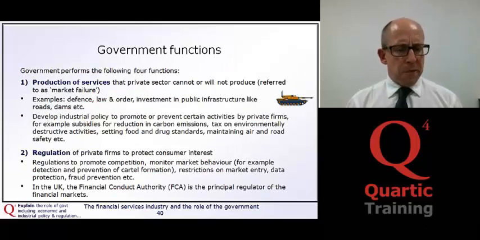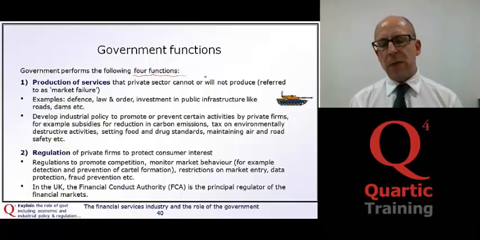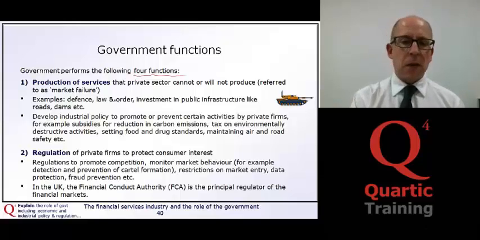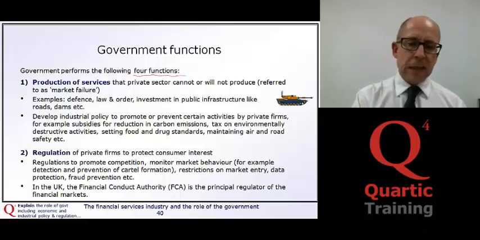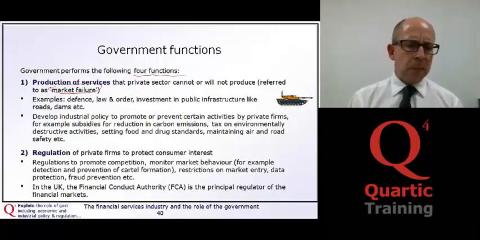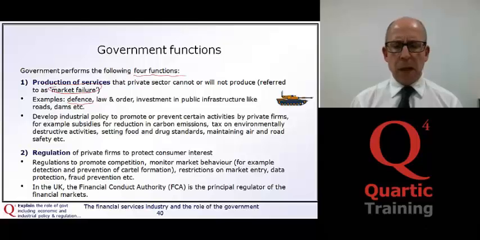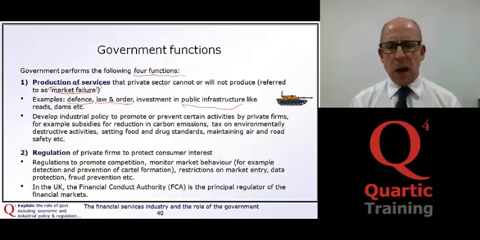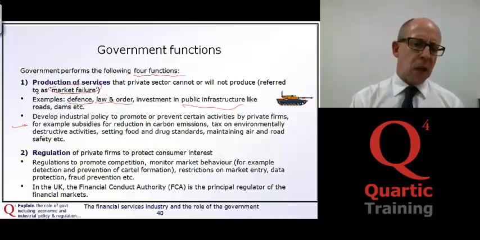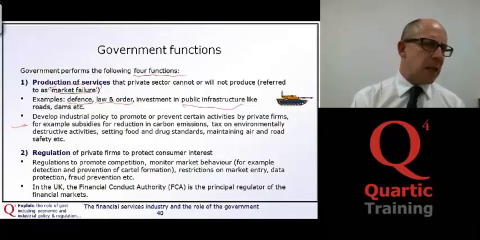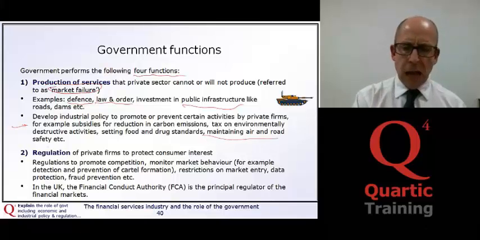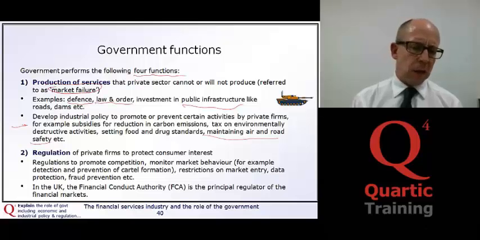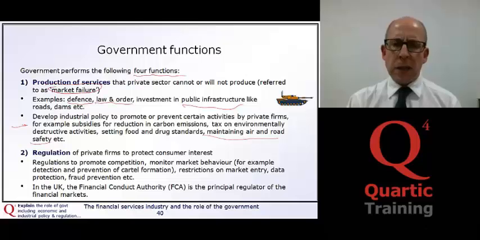Now governments play important roles, but there's four that we need to identify, particularly for the IMC. One is the production of services that the private sector cannot or will not produce. So this is actually referred to as market failure. So the commercial market is actually not providing these goods and services. So defence, of course, is one role that is importantly played by governments, the provision of law and order, and also the provision of public infrastructure like roads, dams, bridges, that type of thing. Also importantly, other things like the prevention of carbon emissions, taxing environmentally destructive activities, setting standards on food and drugs, also maintaining roads and air safety and quality, etc. All are important roles that the government plays. So production of services that really wouldn't be provided by the private sector.